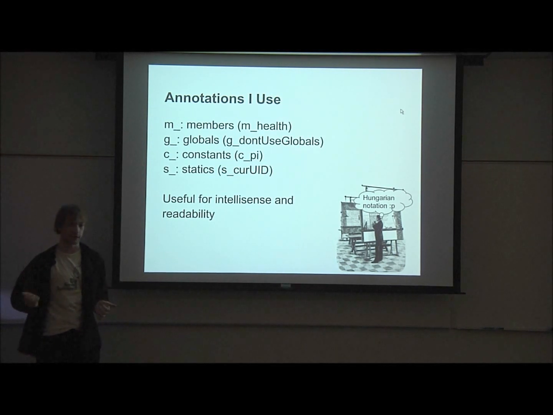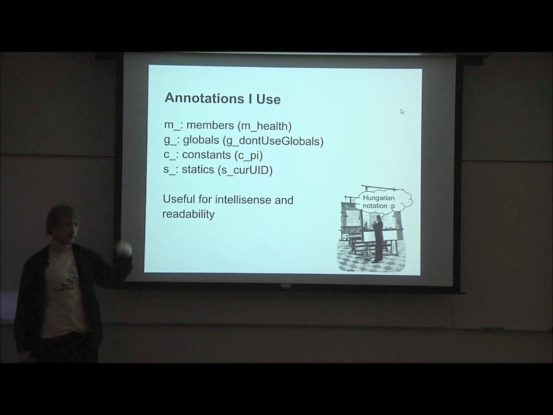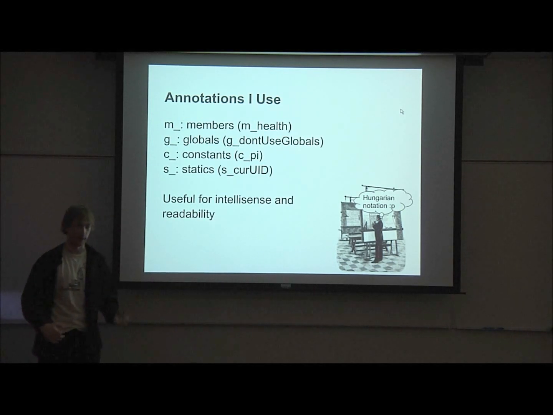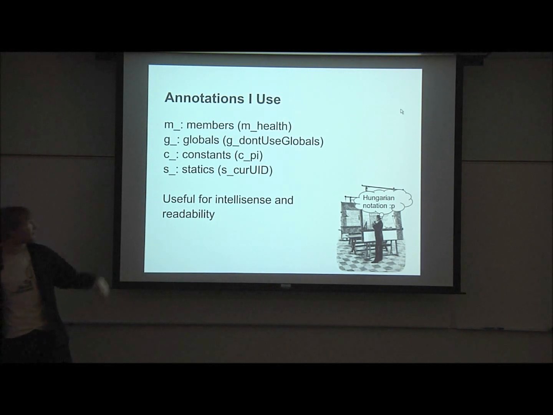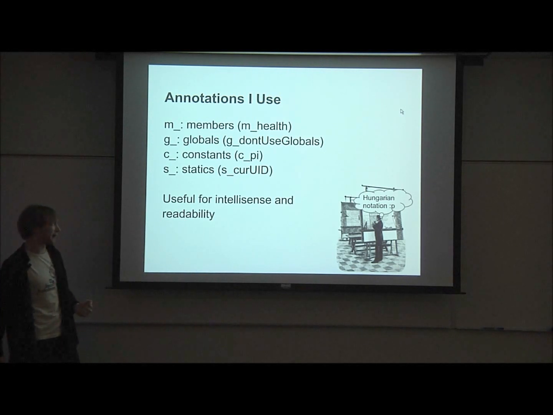Or g underscore and I'll see all the globals. I also think it's a little bit useful for readability, especially for the globals if you do have any, or constants. Somebody reading your code, it's very obvious that that variable is a global or a constant. Of course, you could use other ones. I just use these as examples. I find they work rather well.